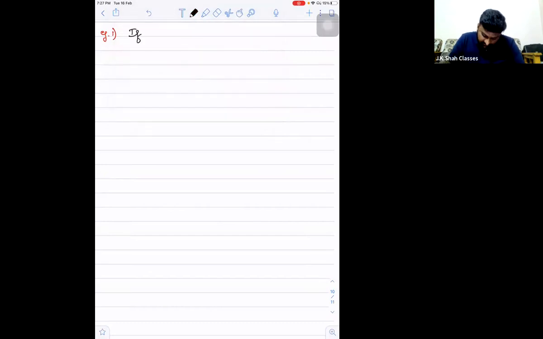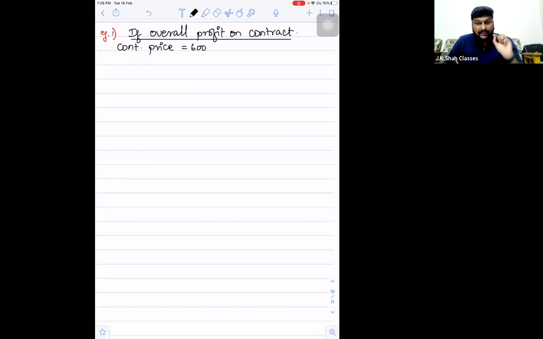First, I'll go with the case where there is overall profit on contract. Fine. Your contract price is say 600 rupees. Contract price is 600 rupees. Cost till the end of first year is 250. Rather, I'll say 200.